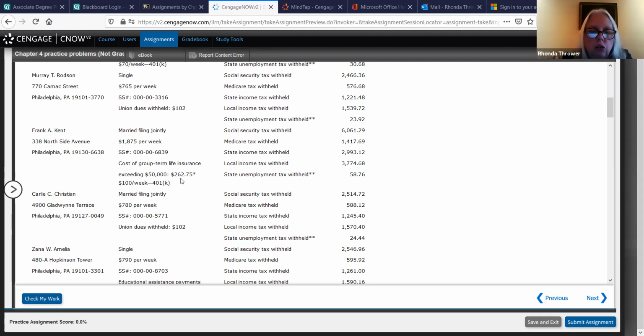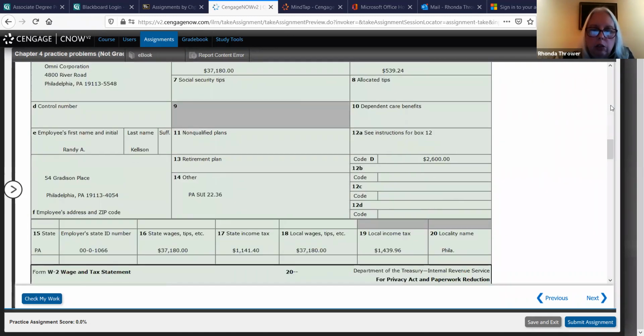But what I also needed to include was right here, this $262.75 should also be included in your box number 1, because anything above $50,000 as far as the cost of life insurance that an employer has been contributing, $50,000 is not considered taxable, but $262.75 is considered to be taxable wages.